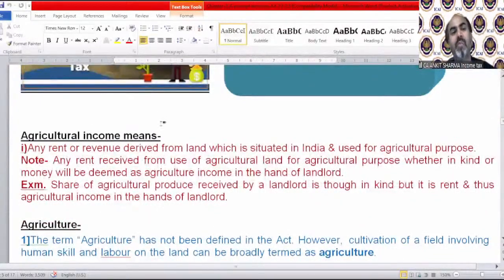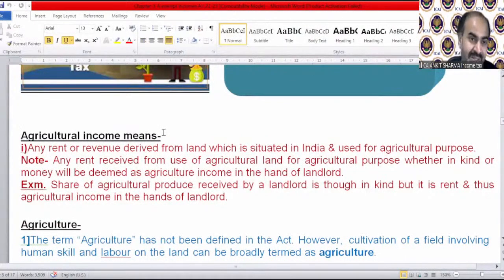So agricultural income means, from here we will understand the exact meaning of agricultural income, or we can say what activities will be termed as agricultural income under the Income Tax Act. The first one is very simple. Any rent or revenue derived from land which is situated in India. Both terms are important, of course. Any income will be treated as agricultural income only if that land is situated in India.